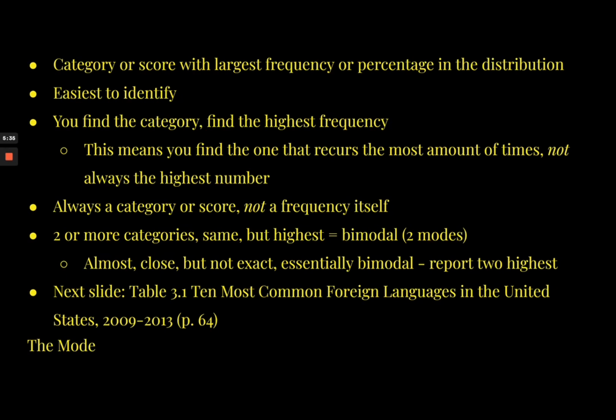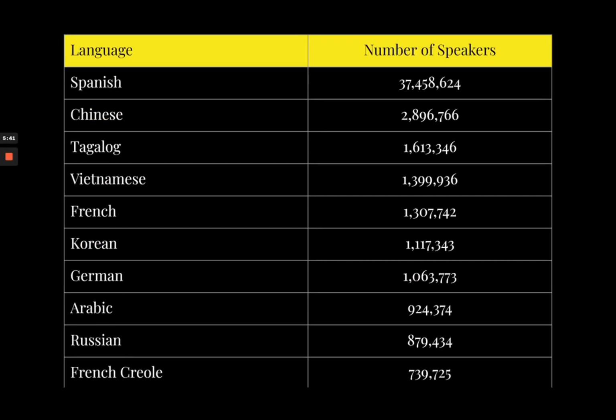Now, the next slide we're going to see from your book, it should be on page 64, is an example of how mode can look. In this case, they listed them as foreign languages, but I'm referring to it as languages in the United States that are not English. This is the language on the left and the number of speakers on the right, corresponding to those languages. In this case, Spanish is the mode.